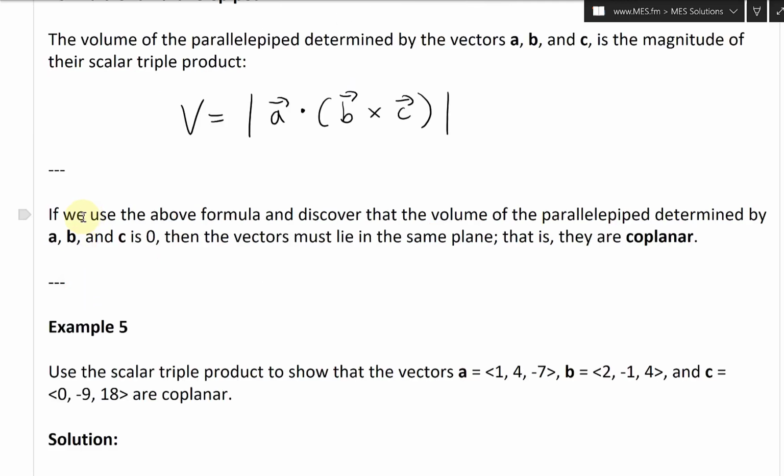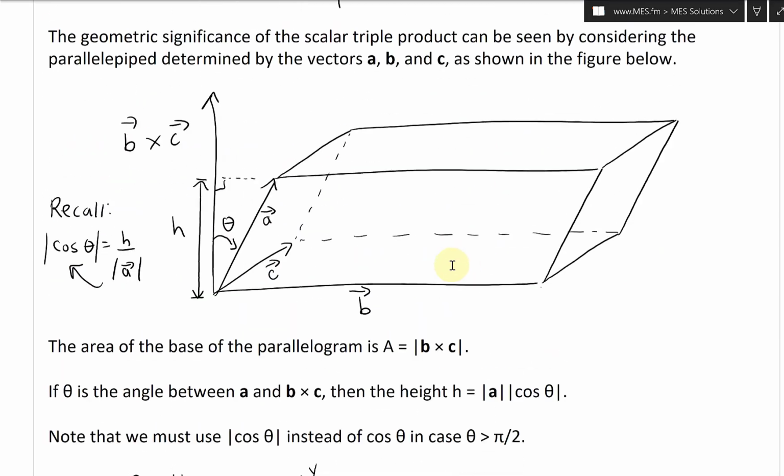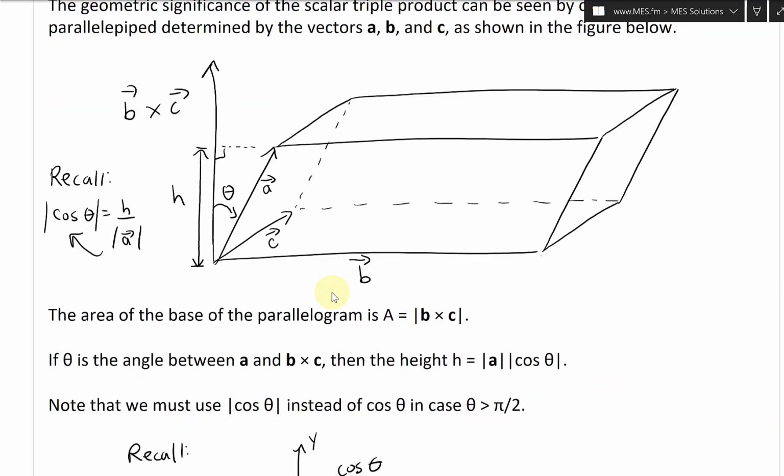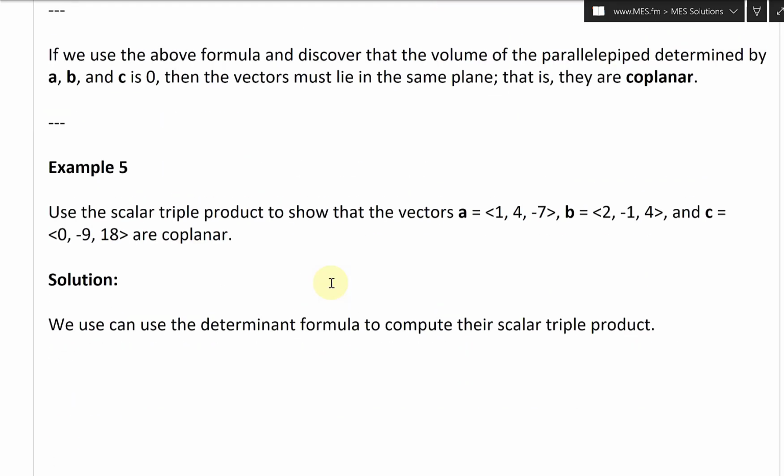A note on this: if we use the above formula and discover that the volume of the parallelepiped determined by A, B, and C is 0, then the vectors must lie in the same plane. That is, they are coplanar. In other words, A would be on the same plane, and there's no volume. It would just all be 0.